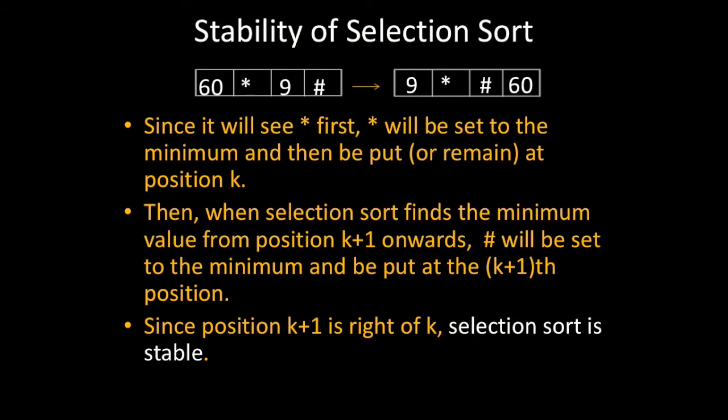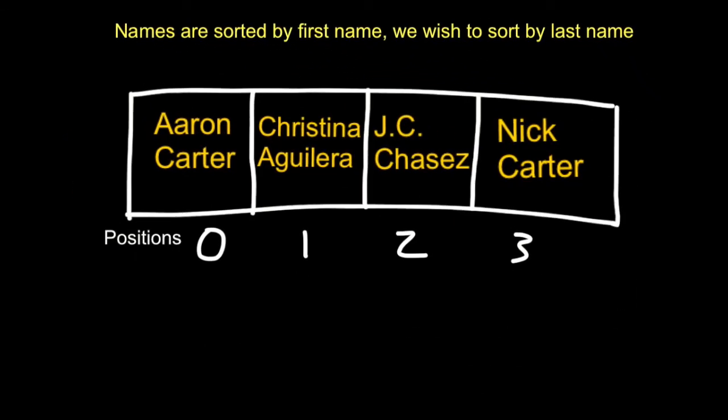So, since position k plus 1 is obviously right of position k, selection sort is stable. To illustrate what I mean, let's look at an example. So here we have some stars from the early 2000s sorted in a list by first name. Now we want to sort them by last name, and we're going to use selection sort to do this.